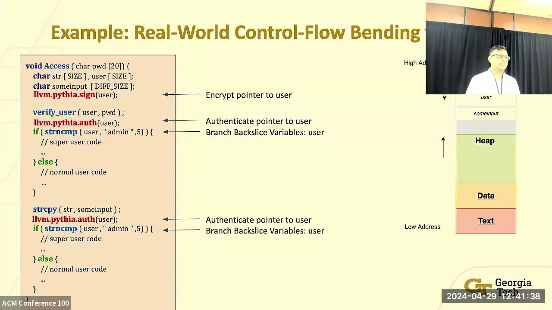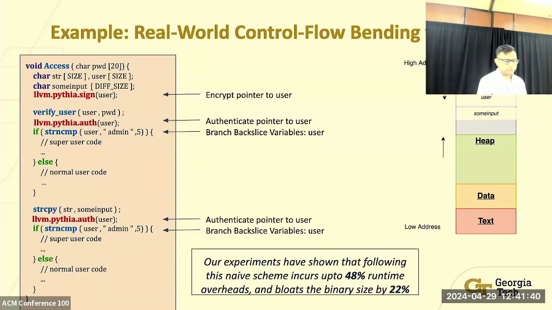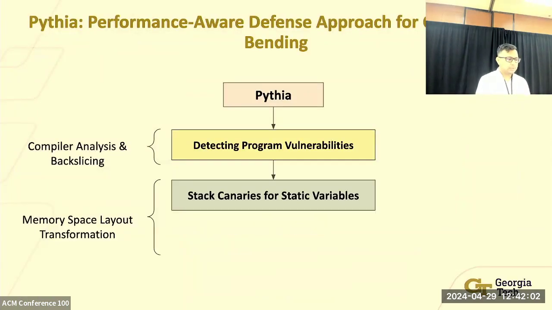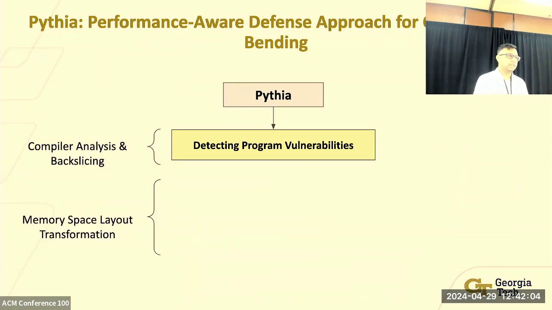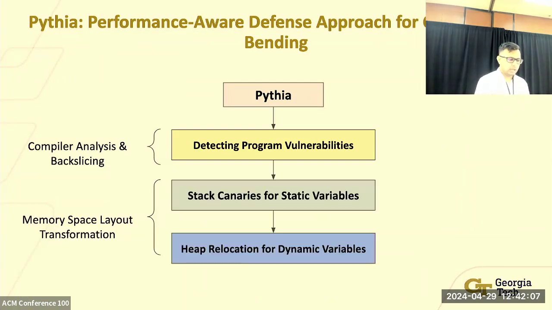Now, if we do this for every single pointer and every single branch, we get about 48% overhead. That's a lot of pointers and variables, and it actually blows up the binary size by 22%. The question is, what can we do to reduce this overhead? We noticed that we have to deal with two kinds of variables: statically allocated variables on the stack and dynamically allocated variables. So we defined two memory space layout techniques, one with stack canaries and one with heap relocation.